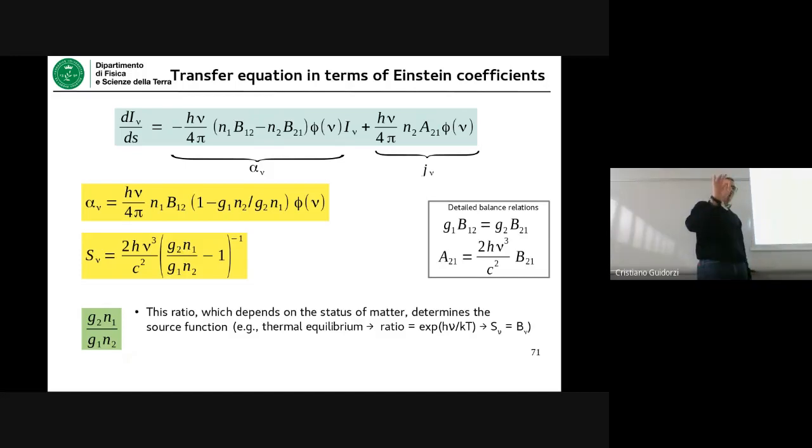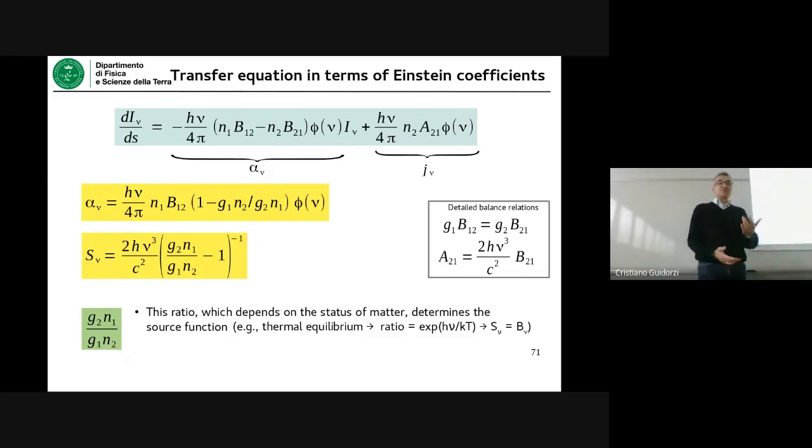So you see why this is a generalization, because indeed Kirchhoff's law shows up as a very special case. So you see the power of Einstein coefficients. When matter is not necessarily in thermal equilibrium anymore, what's the source function? You don't know. But going back to a more fundamental level, you can know it. If you know, for example, the ratio g2 n1 over g1 n2, you know the source function, which might be different in general from Kirchhoff's law.